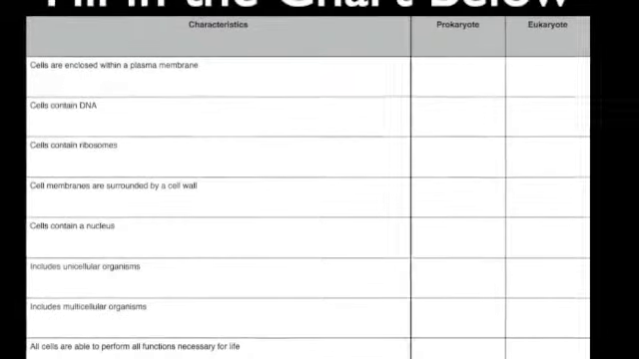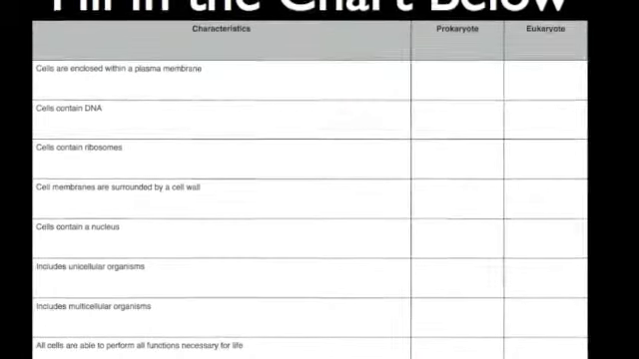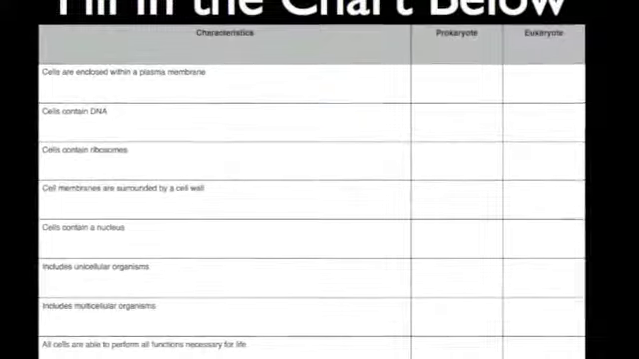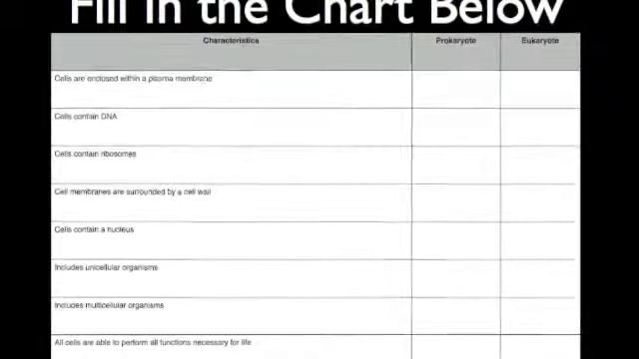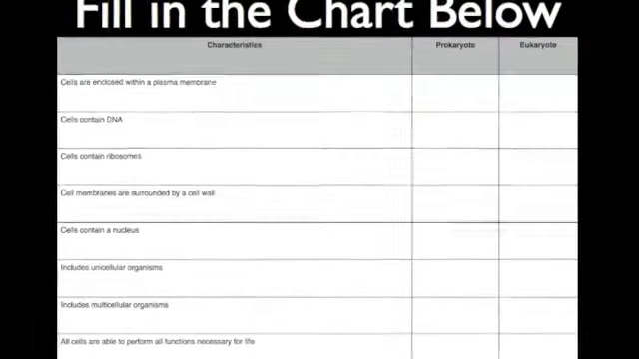There are many differences between eukaryotes and prokaryotes. Prokaryotes are far simpler and smaller than eukaryotic cells. Fill in the chart below comparing the two using what we have learned so far.